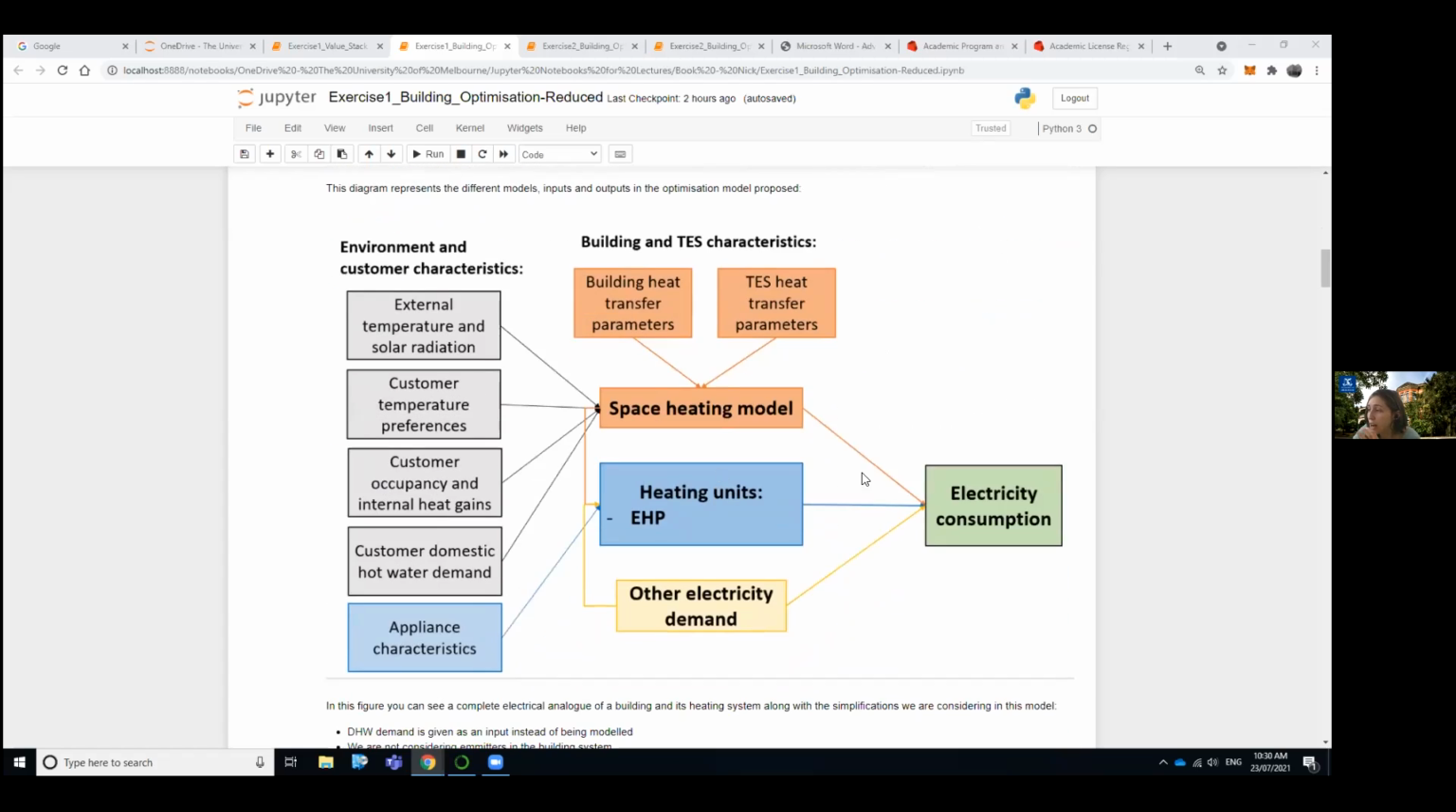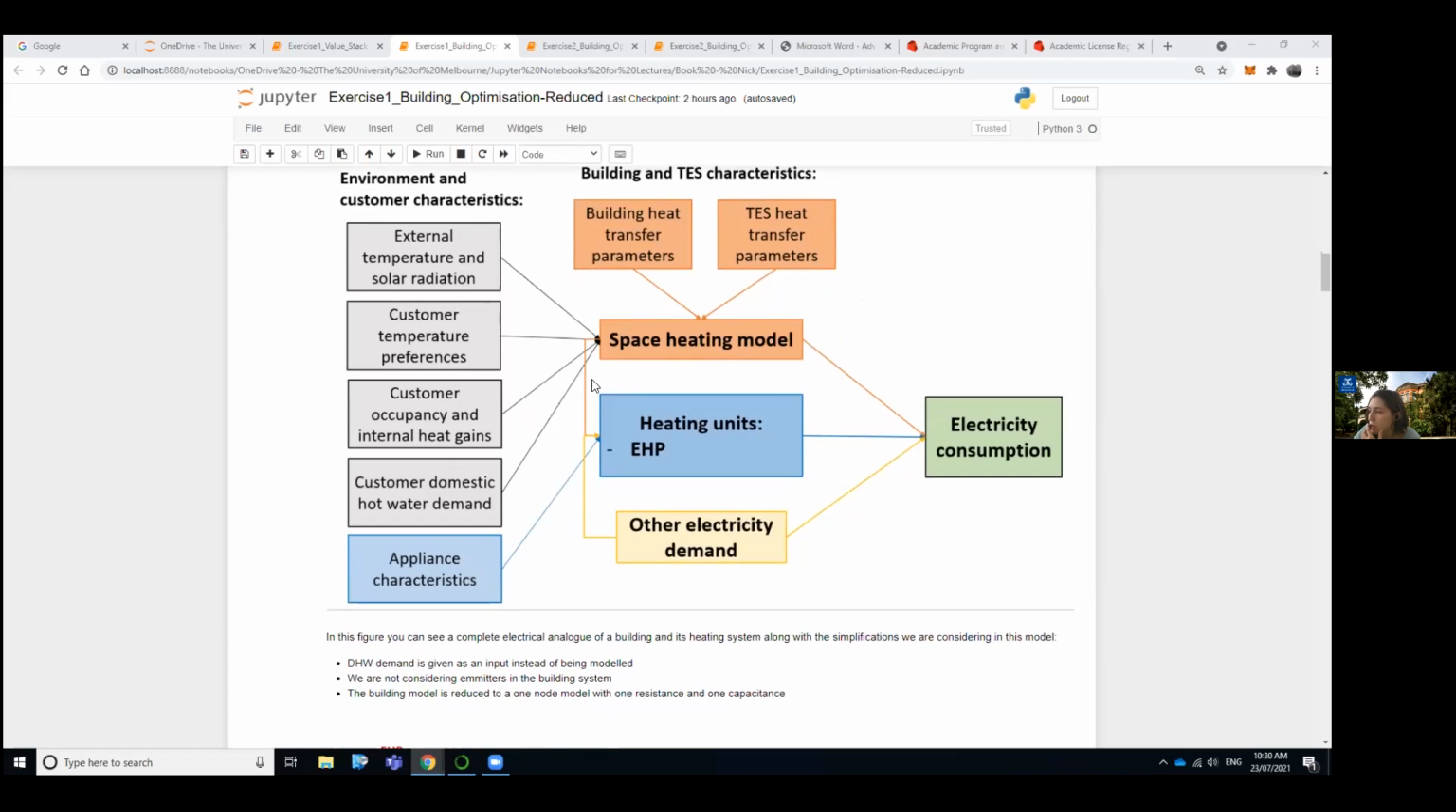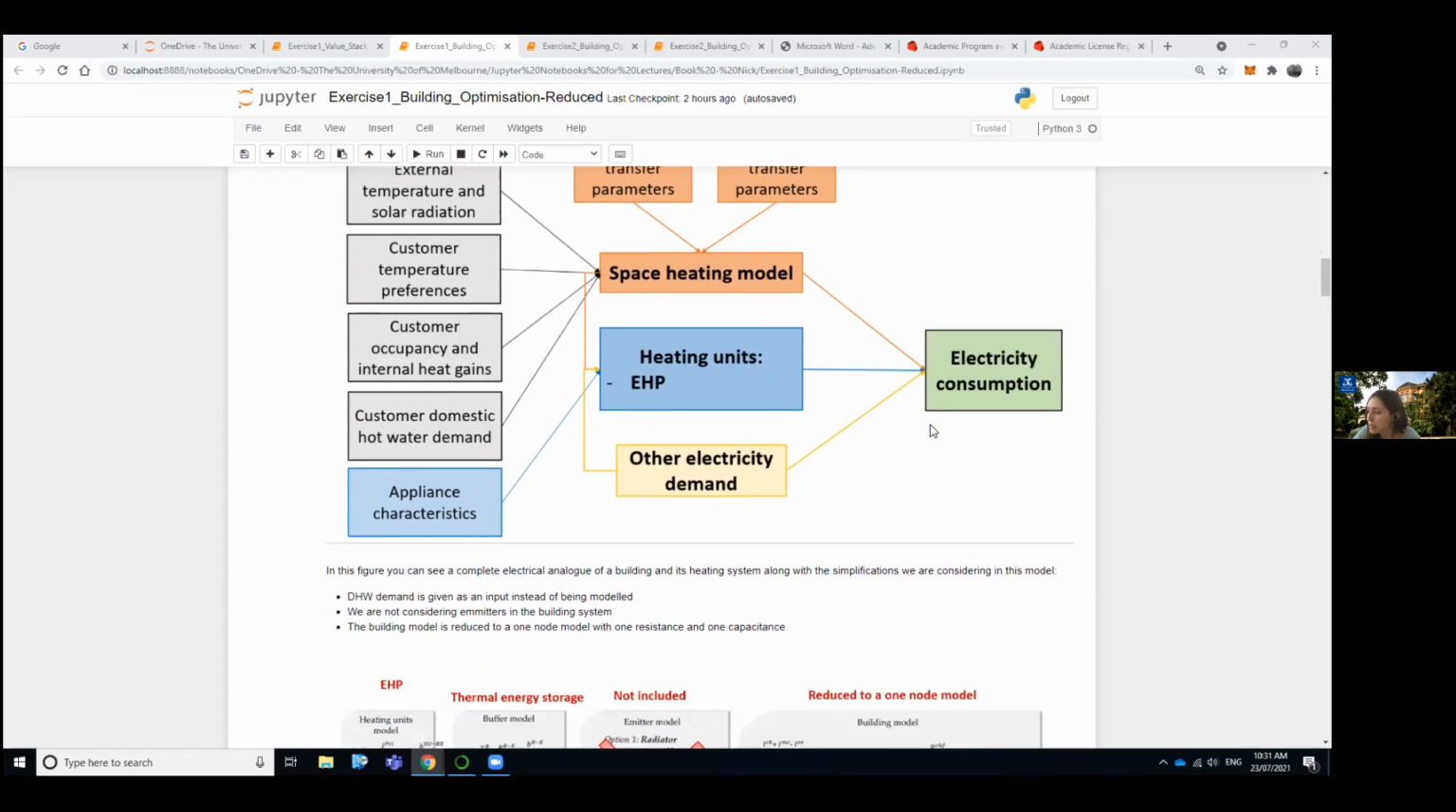So here you have some sort of block diagram with the inputs, the models that we use, and the outputs. We're considering the environment, such as external temperature and solar radiation, customer characteristics like their temperature preferences, and the building characteristics like heat transfer parameters, the thermal energy storage transfer parameters, and all these models in the end affect the electricity consumption of the building.